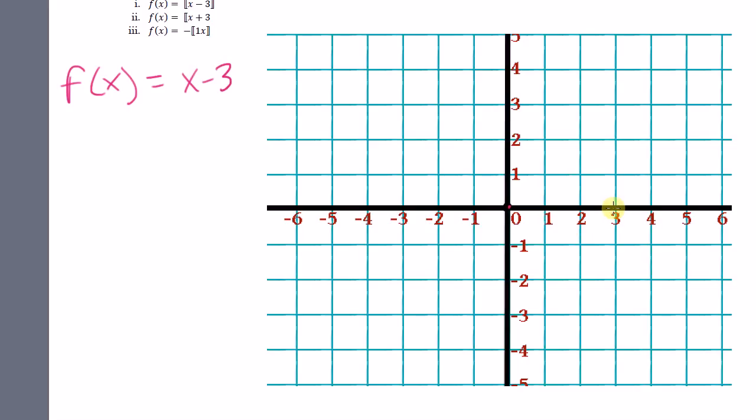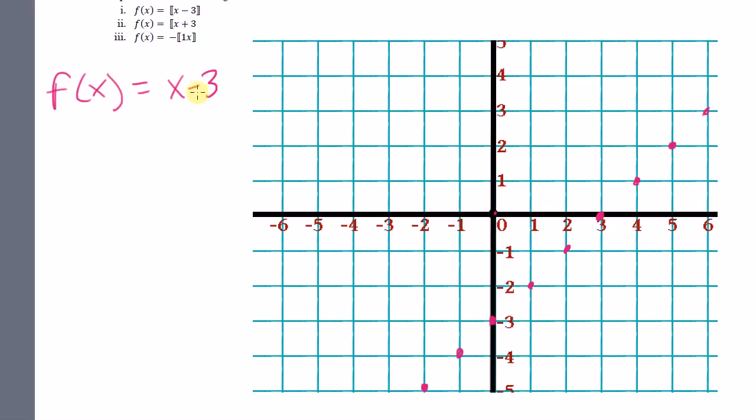So 1, 2, 3. And at 3, it's going to be 0. And then we go over 1, up 1, over 1, up 1, over 1, up 1, down 1, left 1, and so on.